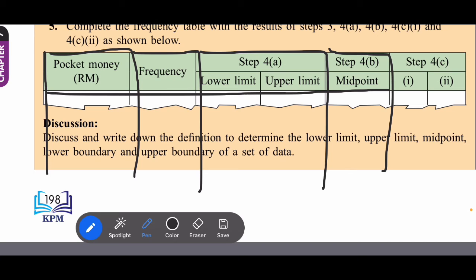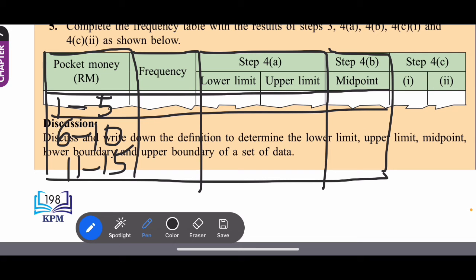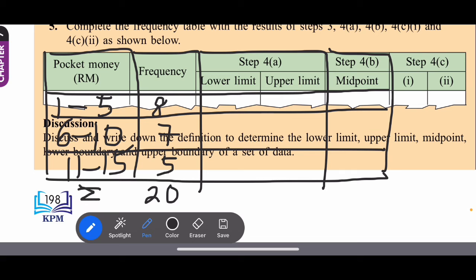Okay, so we have 1 to 5, right? We have 6 to 10, right? Okay, we have 11 to 15. So we draw a table. So we can draw the horizontal line using a ruler. Okay, frequency, we have 8, right? We have 7, we have 5. So total is 20 here. You can write total. This is a symbol for total frequency.